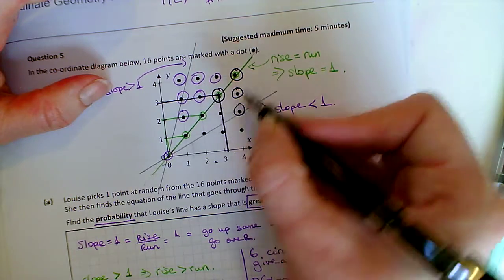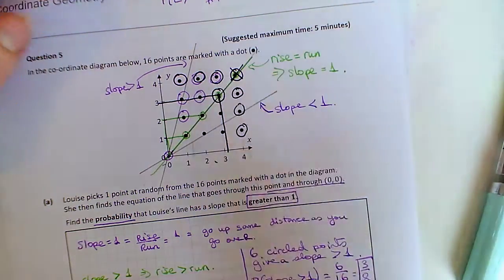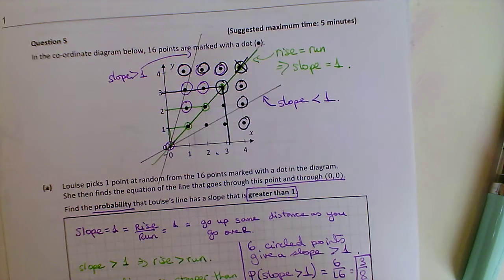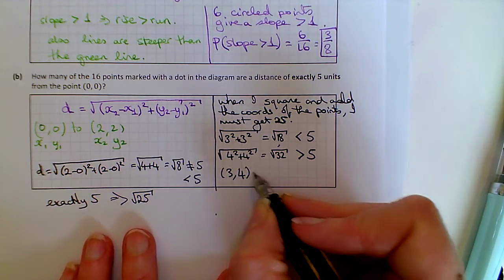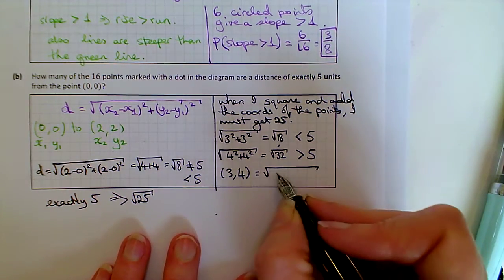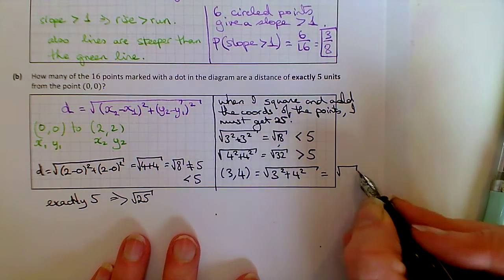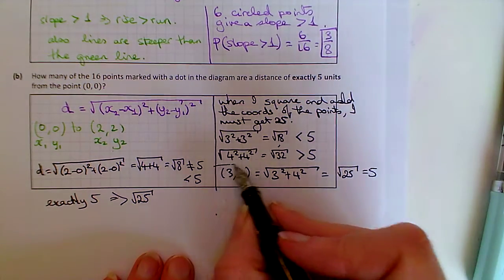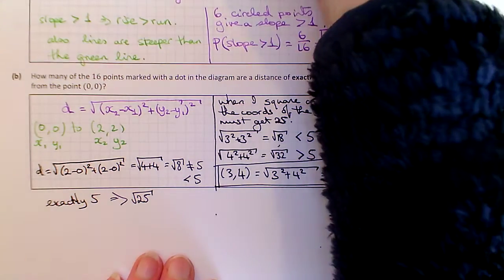So we can rule out that, we just checked it. So let's check these points here. What about the point 3, 4? It would be nice to have had a bit more room for working out, but you might do a lot of this on your calculator. So this would be the square root of 3 minus 0 squared plus 4 minus 0 squared, and that is the square root of 25, which is 5. So that's one of my points. It gives me exactly 5: 3, 4.